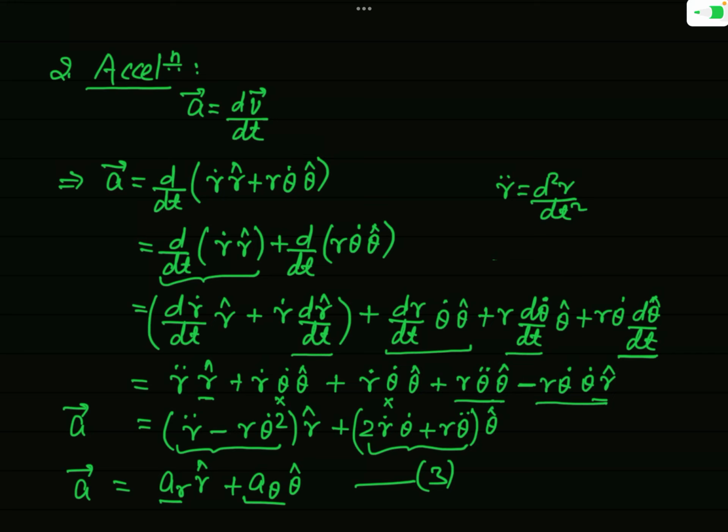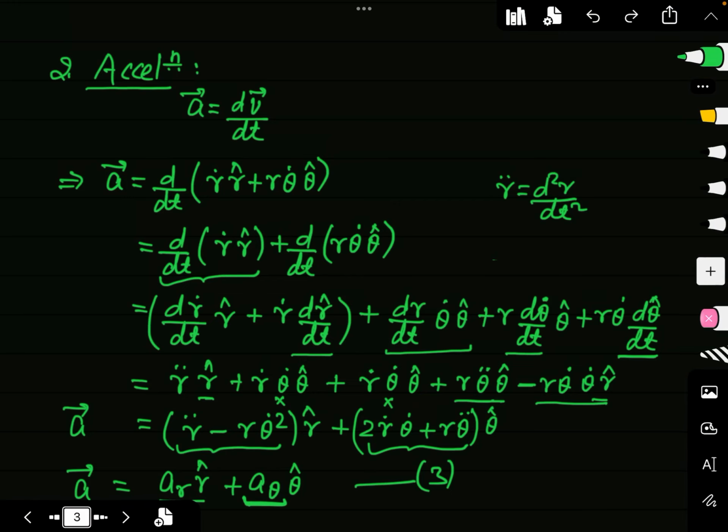In fact, you can see that this acceleration AR is directed in the direction of R hat, that is the radial unit vector, and A theta is directed in the direction of theta hat, that is in transverse direction. So this AR is called radial acceleration and A theta is called transverse acceleration. Or you may also say that AR is the radial component of acceleration vector A and A theta is the transverse component of acceleration vector A. So actually in this case you can see there will be two components of acceleration, and the first component of acceleration is called radial acceleration.